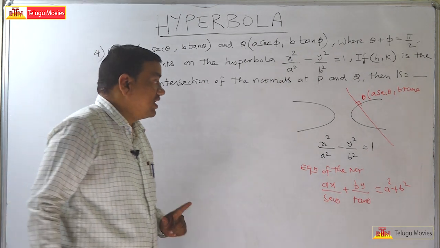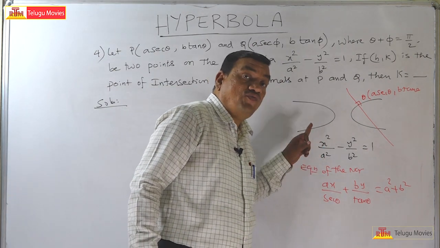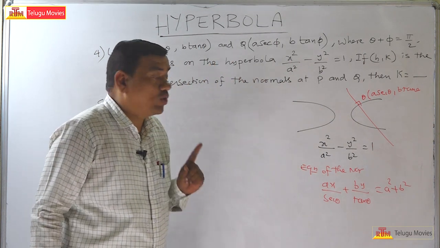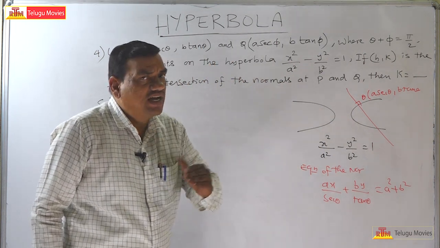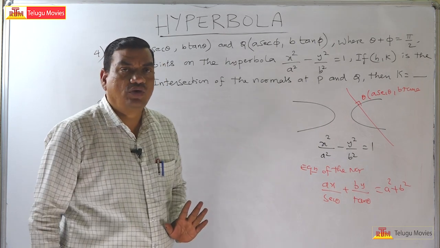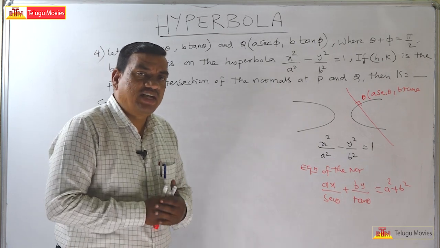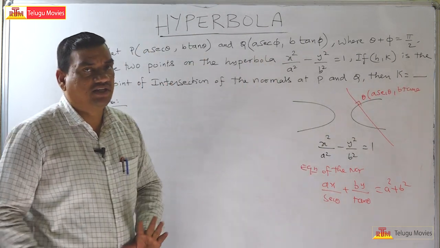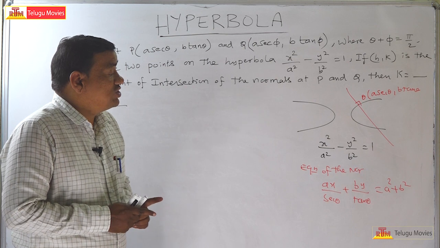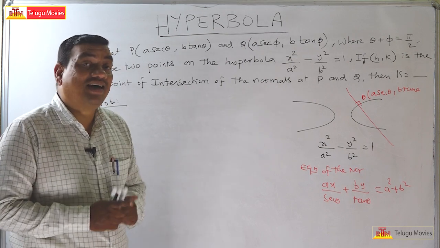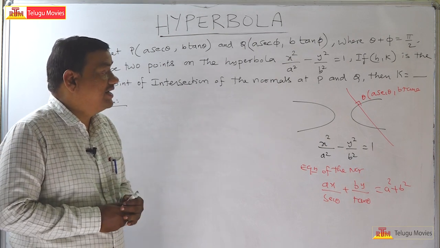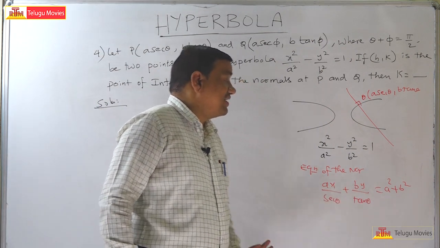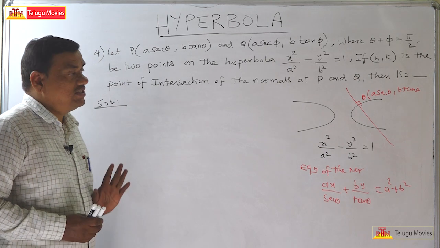So once again I am telling. For a hyperbola x square by a square minus y square by b square is equal to 1, the equation of the tangent is S1 is equal to 0. For theta also we can put x1, y1 as a secant theta, b tan theta, no problem. But the equation of the normal at theta, that is (a secant theta, b tan theta), is ax by secant theta plus by by tan theta is equal to a square plus b square.